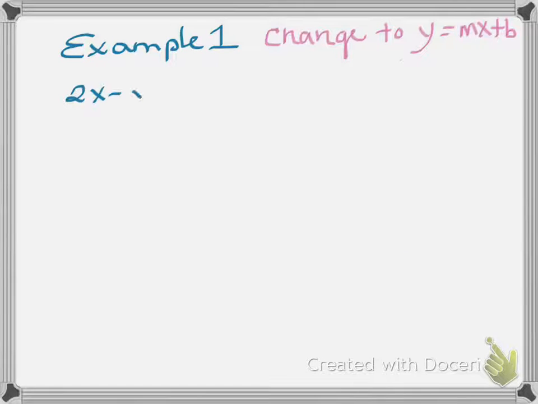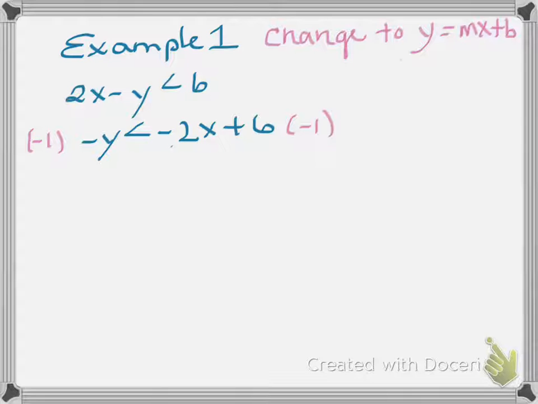So here's my first example. In this one, I'm going to be showing you one way of doing this. You could change it to y equals mx plus b format. I take away the 2x, I multiply by -1, and here's another rule to remember, that whenever you multiply or divide by a negative number, you need to change and switch the inequalities. So it becomes y is greater than 2x minus 6.